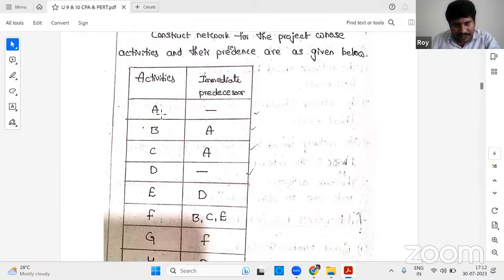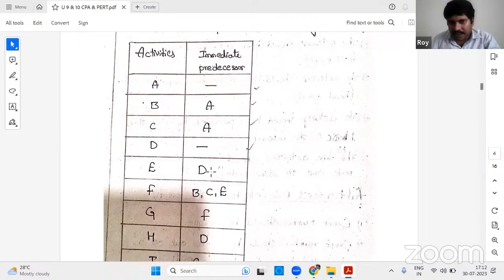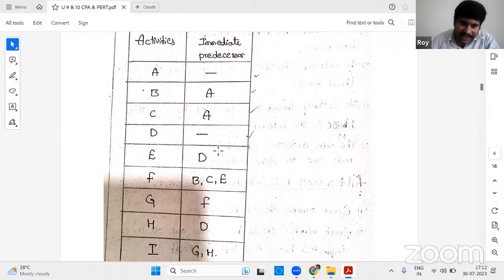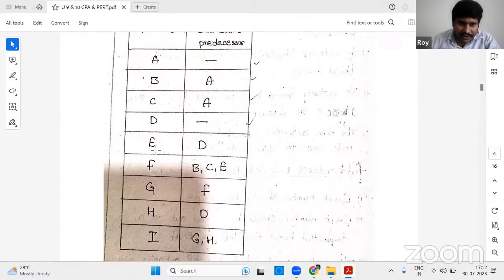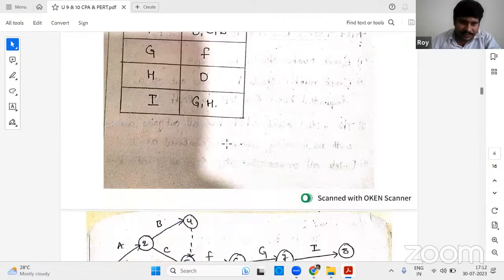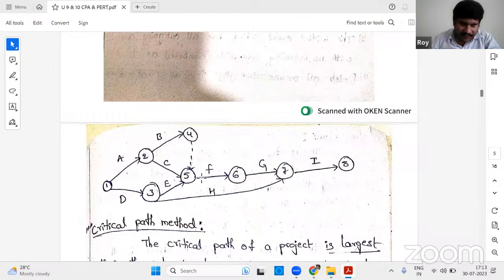Now A is done, B is done, C is done. Now I have D here. D I have already written. Then I need to think about which activity has D as the predecessor, because I ended here at 2 to 4, 2 to 5. Now I need to check which activity has D as the predecessor. For E, D is the predecessor. That means from D, E will come. See this? From D, E will come.